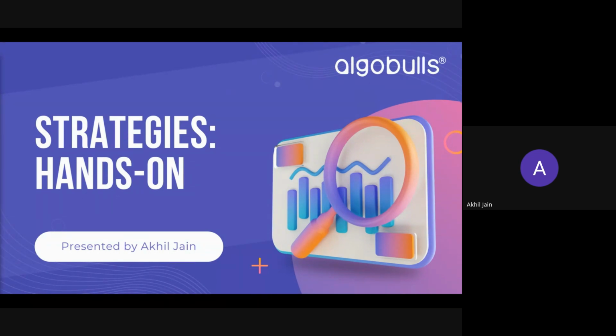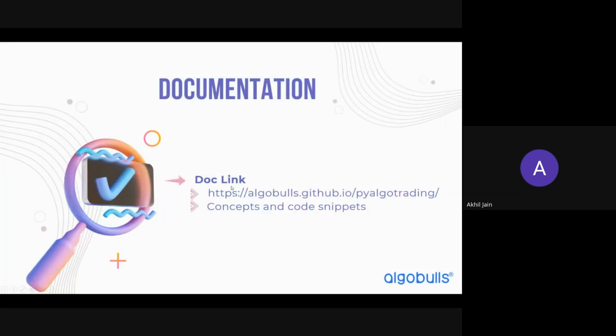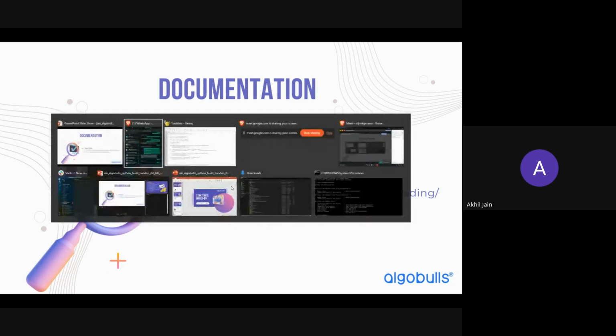So I believe you are all familiar with the platform a little bit, but in case some of you are having a look for the first time, then this is the doc link. The documentation is here, which is algobulls.github.io/algo-trading. I believe Rishabh can share the link here for those for whom this is the first time, right? What this documentation has is all the concepts and the related code snippets required to code a strategy. So let's have a look at the documentation, and I'll also show you the hands-on for the same.